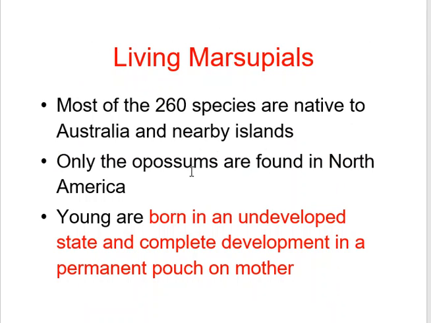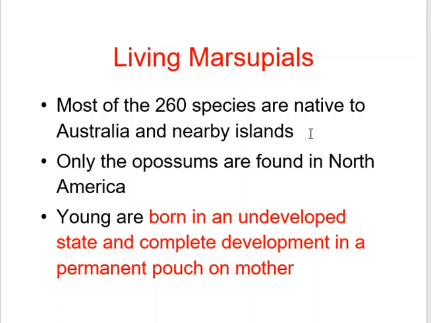Marsupials. They are mostly found in Australia, although their history shows that they actually originated in Asia, and we will talk about that later on. But they ended up in Australia and disappeared from most of the other places where they went. Nowadays, most of the species are present in Australia and the nearby islands as well. The only marsupial present in North America is the opossum.